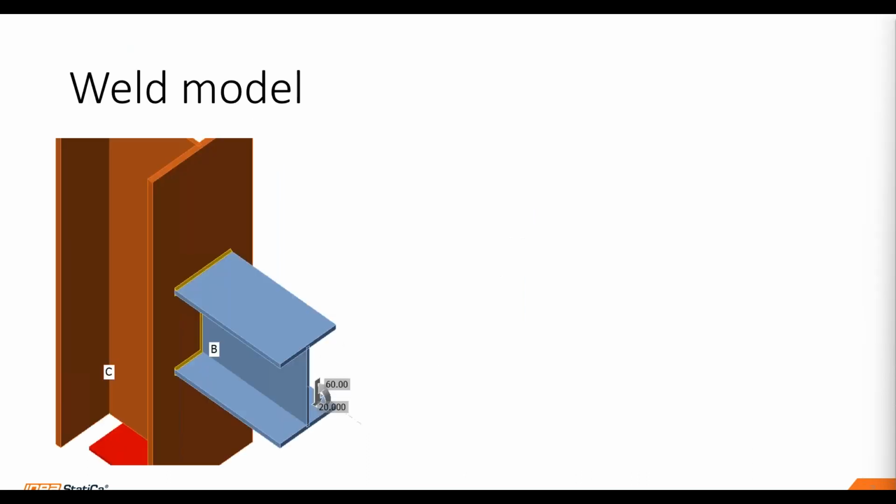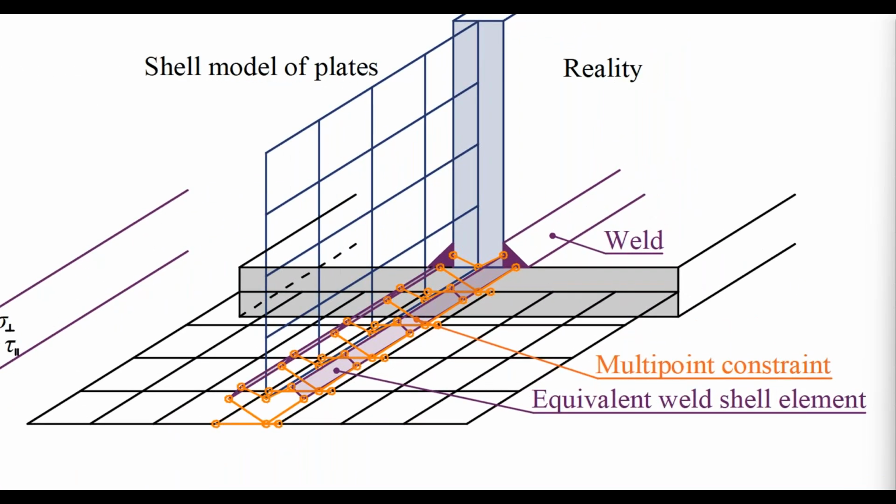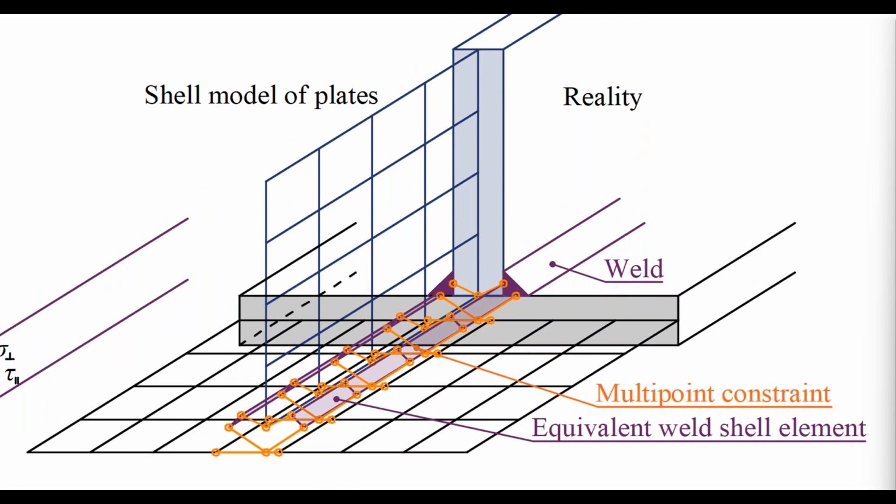However, this model doesn't consider the weld stiffness, and the stress distribution is conservative. So stress peaks, which appear at the ends of the plate edges or corners, control the resistance along the whole length of the weld. So to remove that effect, a special elastoplastic element was added between the plates and the MPC.